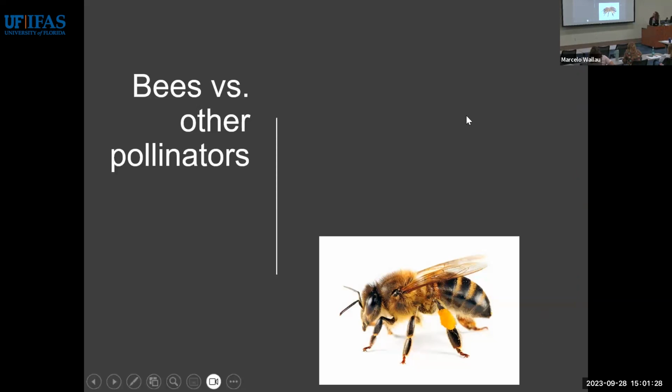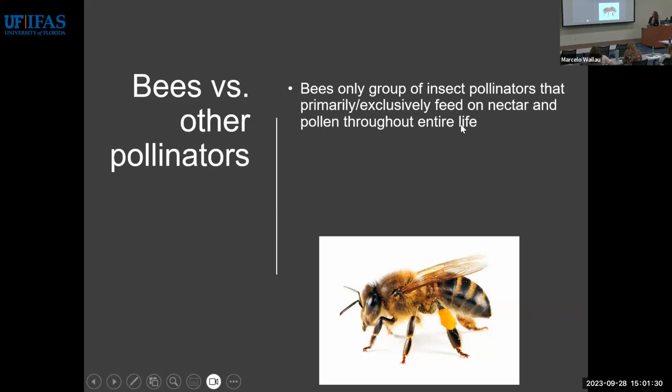So to summarize, bees are unique in that they're the only group that primarily feeds on or exclusively feeds on nectar and pollen throughout their entire life.